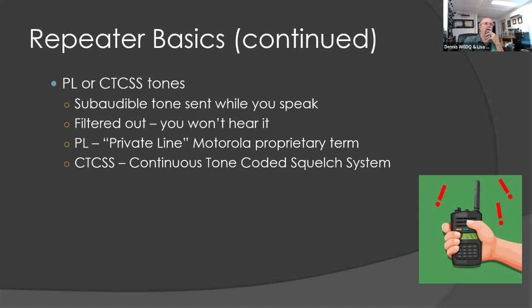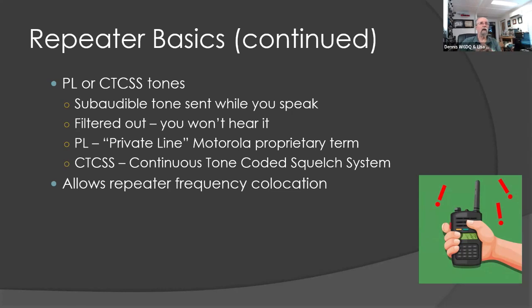Again, the idea of PL tones is to provide frequency co-location, not repeater co-location, but frequency. So I can have multiple repeaters on the same pair of frequencies within range of each other, but I can minimize the interference by using PL tones. If that other repeater comes up, it won't key my local repeater, even though we're on the same frequency. So that's why we use PL tones.